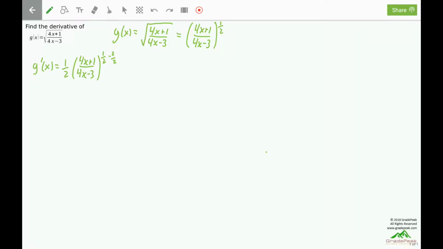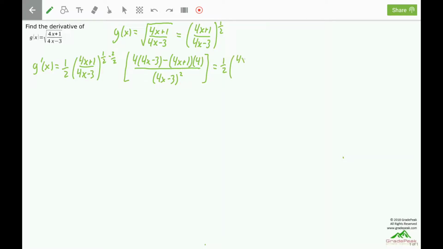Now here is the inside, and we're taking the derivative of that. Derivative of the numerator, a 4, times the denominator left alone, 4x minus 3, minus the numerator left alone, 4x plus 1, times the derivative of the denominator, which is a 4, divided by the denominator quantity squared. So there's the derivative of the inside, completing the chain rule.